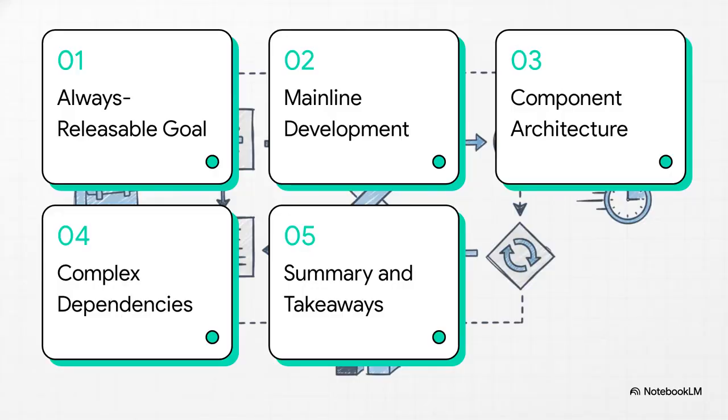All right, here's our roadmap for this discussion. We'll start by talking about the always releasable goal itself. Then we'll dive into some specific strategies for what's called mainline development. From there, we'll look at the bigger picture of architecting with components, tackle the tricky problem of managing dependencies, and then we'll wrap it all up with a summary of the key takeaways.